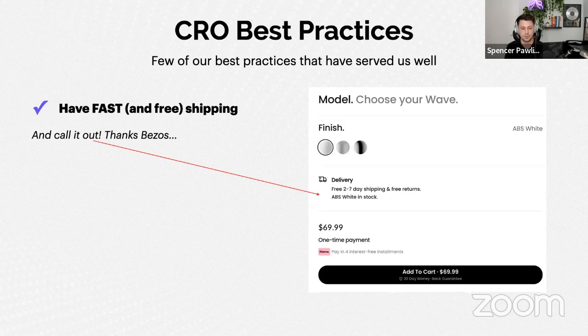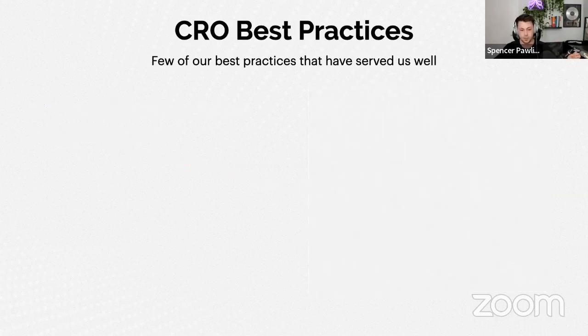Have fast and, if possible, free shipping, and then most importantly, call it out. It says thanks Bezos there, because people expect shipping to come fast. You wouldn't believe how many times, speaking of add to cart to conversion ratio, how high that ratio is, the 3, 4, 5 to 1 ratios, typically always with people that either charge for shipping or have slow shipping. So logistics wise, whatever you can do to improve your shipping and make it cheaper, the better for your overall conversion rate.